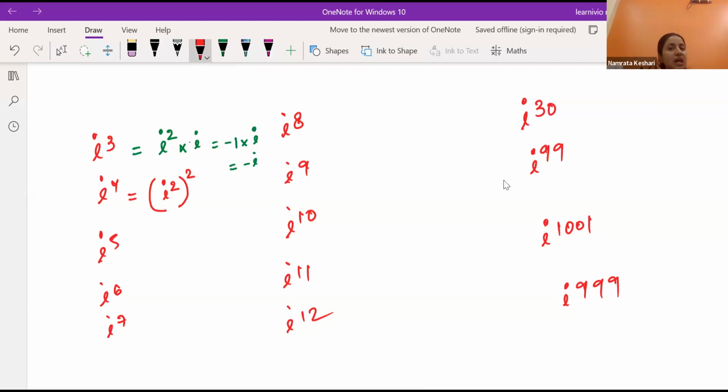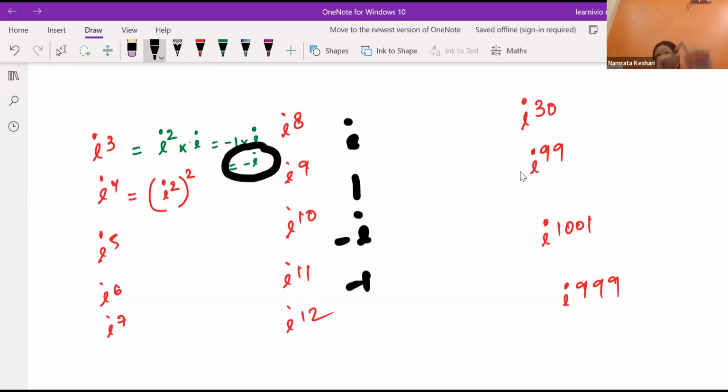You will always start with i square, and I want you to take a pause, and I am telling you that your answer will look like this. It will be either i or 1 or minus i or minus 1. This way our answer will look for all of these, i to the power 30, 40, 999, 1001. Let's do it one by one.